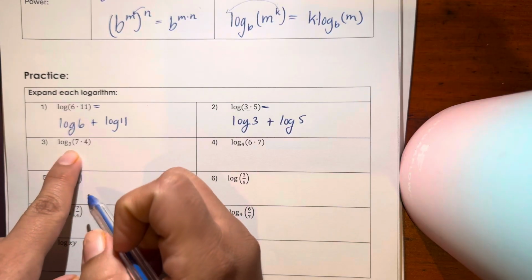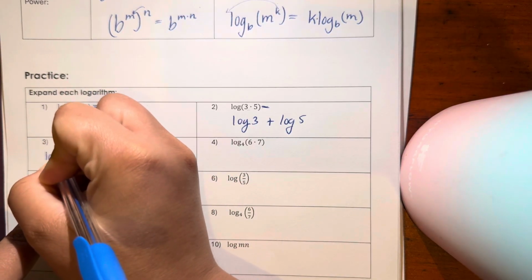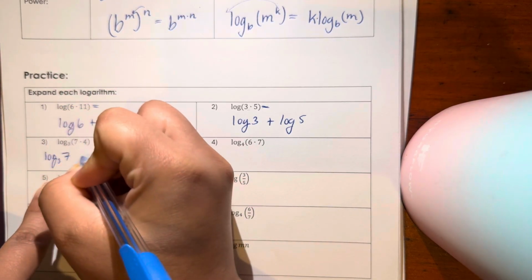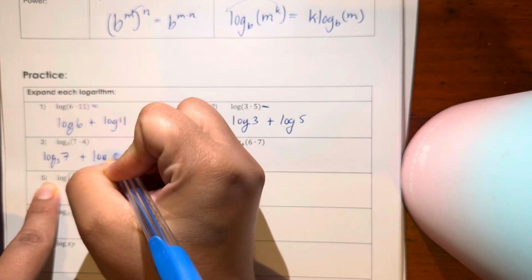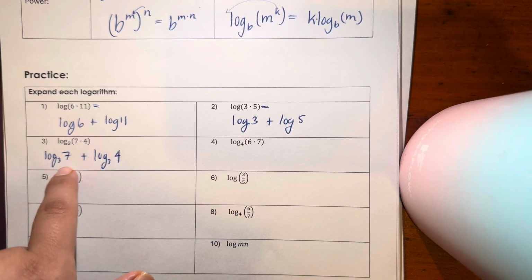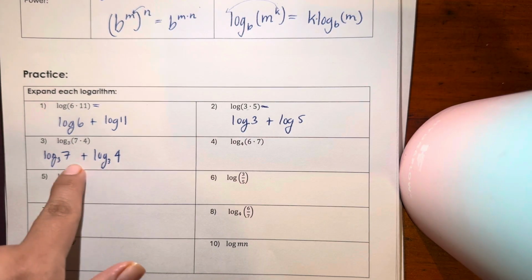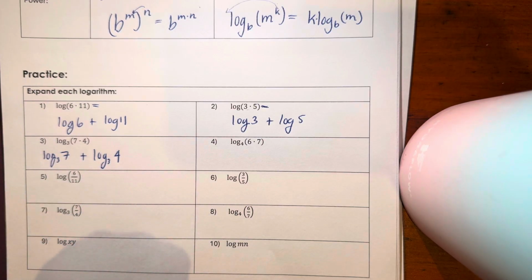Okay, for this one, it does have a base. You see the little number? So we are going to separate them still. Log base 3 of 7 plus log base 3 of 4. It just means that you need to remember to put the base. If that one has a base, they're still multiplying, so they change to addition. They have their own log with adding.